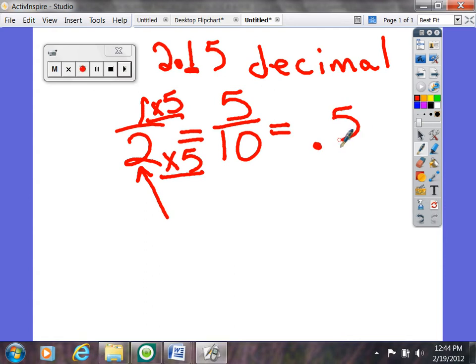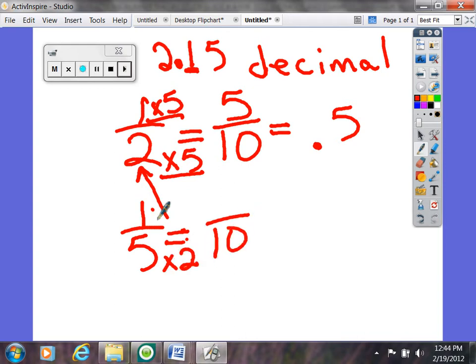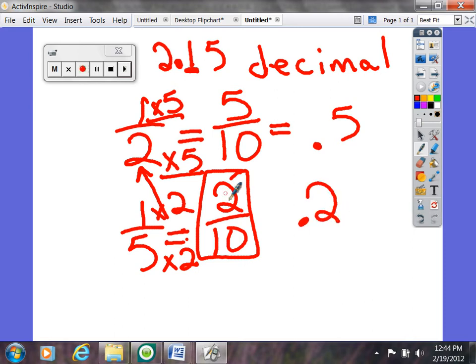Let me do another one. 1/5. Will 5 go into a multiple of 10? Yes, it'll go into 10. 5 times 2, 1 times 2. So 1/5 is the same thing as 2/10. Say 2/10 to yourself, write it as a decimal. 2/10 says 2/10.